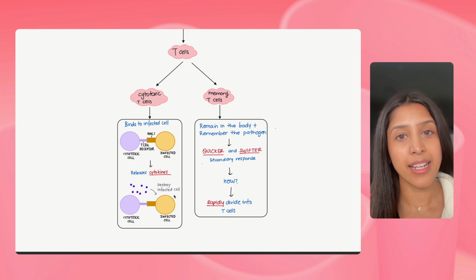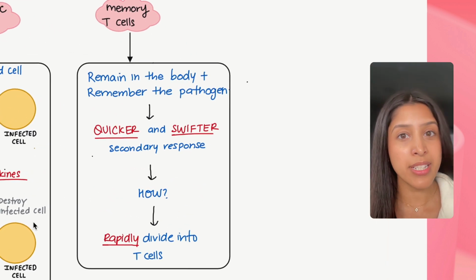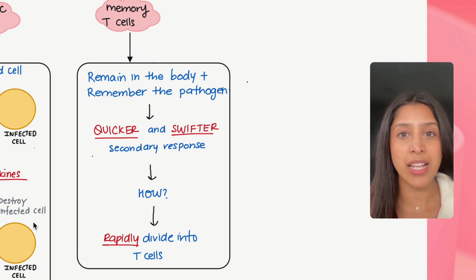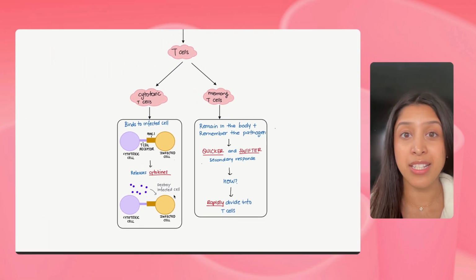Alongside these cells, you again have your memory T cells. So memory T cells, just like memory B cells, are going to remember that antigen. And if you get exposed to the same antigen again, then the T cells will quickly differentiate into your different types, and they will carry out a much quicker and swifter response upon your re-exposure. There are other types of T cells involved, which we'll look into in the next section.